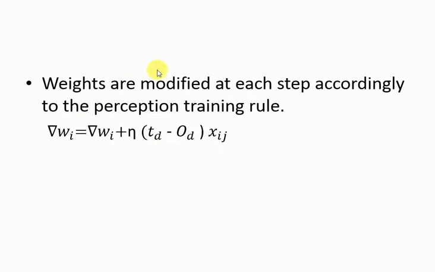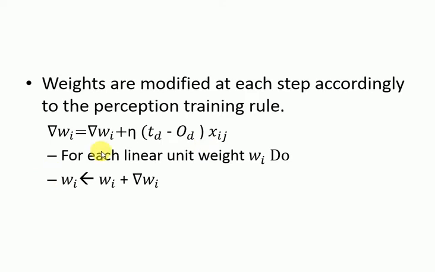So this is the weight, this is the delta of weight plus the value, and this is the training rule. For each linear unit, the weight wi plus delta wi, that is the change plus the weight, is the new weight.